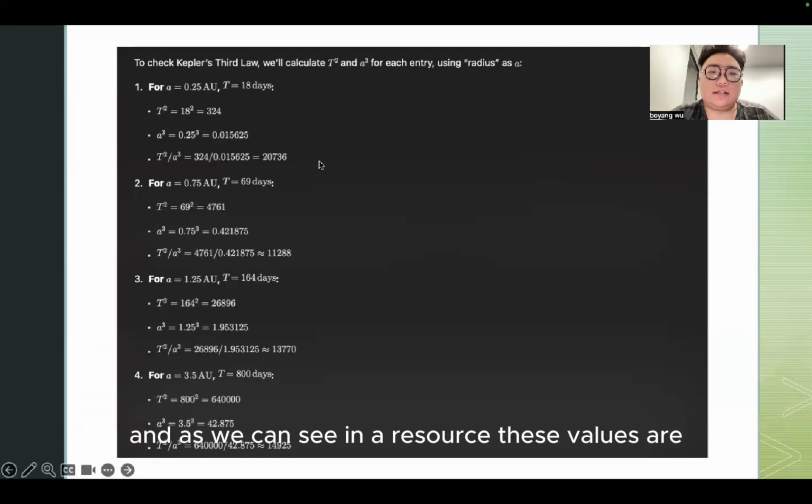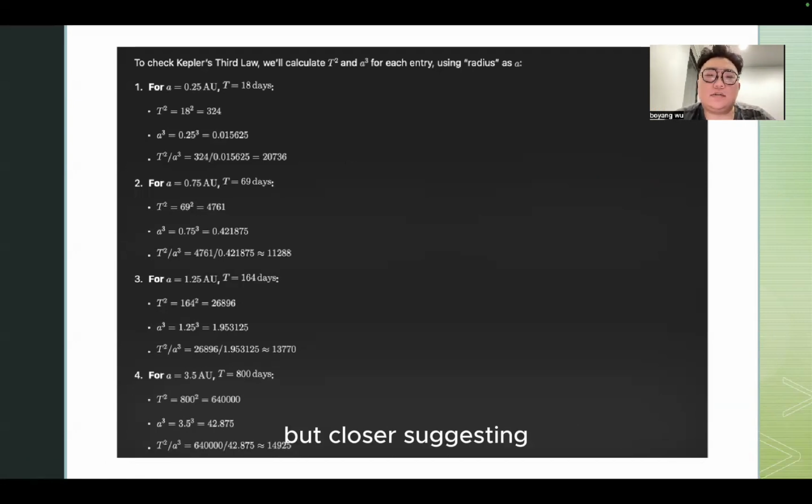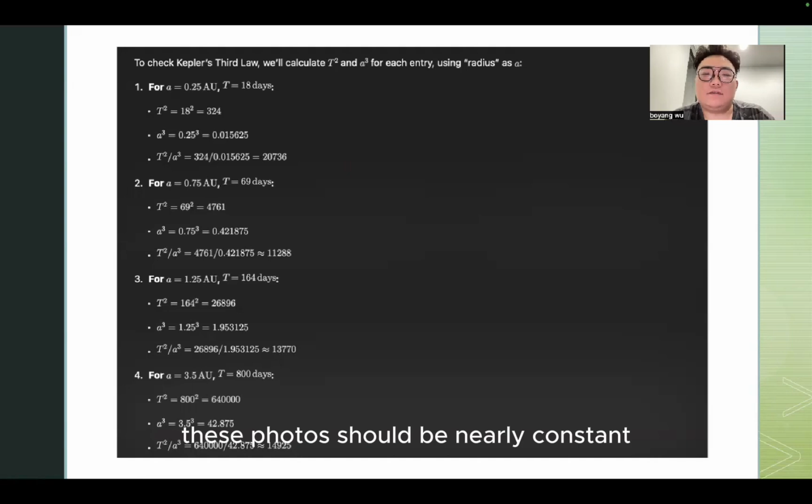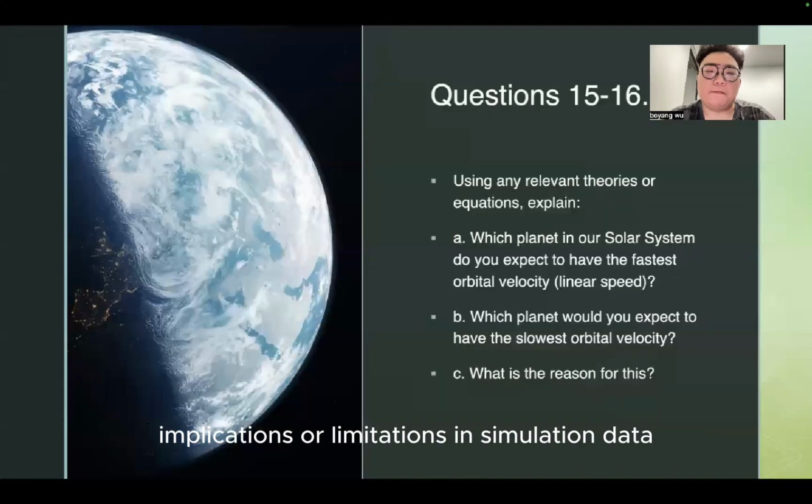As we can see in the results, these values are not entirely constant but close, suggesting this radius might be intended to approximate the semi-major axis. However, it is still enough to suggest either measurement inaccuracy or approximation in the data. In an ideal Kepler system, these values should be nearly constant for planets orbiting the same star. But here they show some variation. This could be due to simplifications or limitations in the simulation data.